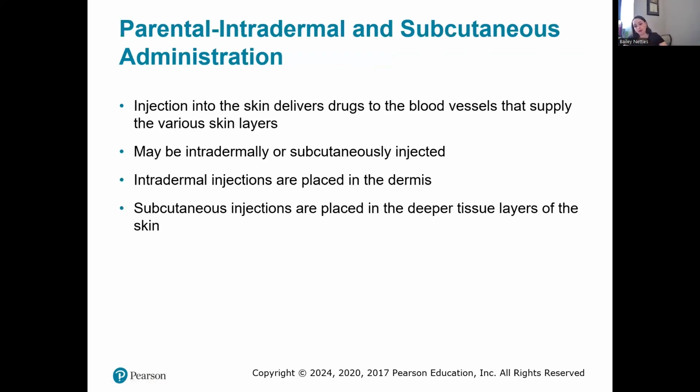All right. So then we have parenteral. So these are our injections. We have intradermal, which means it's right under the dermis. Subcutaneous, it's in that fat layer, and then IM is in the muscle. So our sub-Q, we're really not going to talk about intradermal. Sub-Q is in the fat, deep tissue.